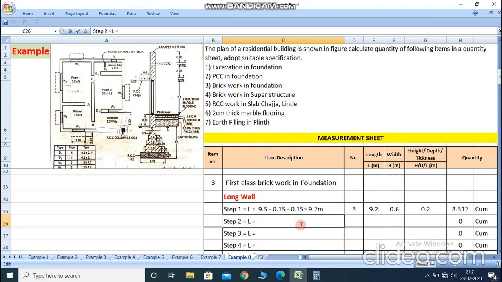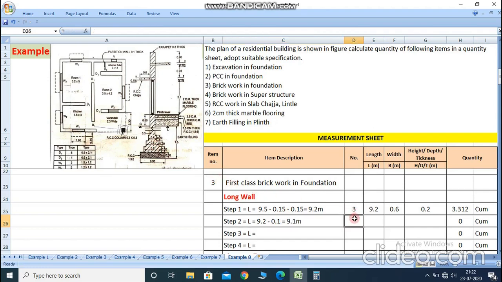Now we calculate the length of step 2. So for the length of step 2 we directly calculate 9.2 minus the difference of 0.6 and 0.5. So the difference of 0.6 and 0.5 is 0.1. So write here directly 0.1. So the length is 9.1 meter.